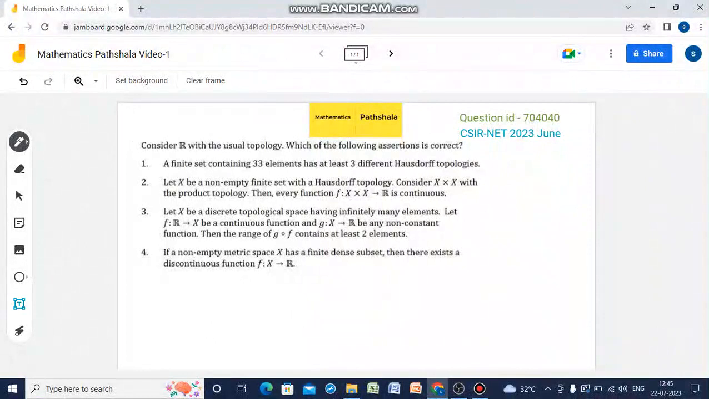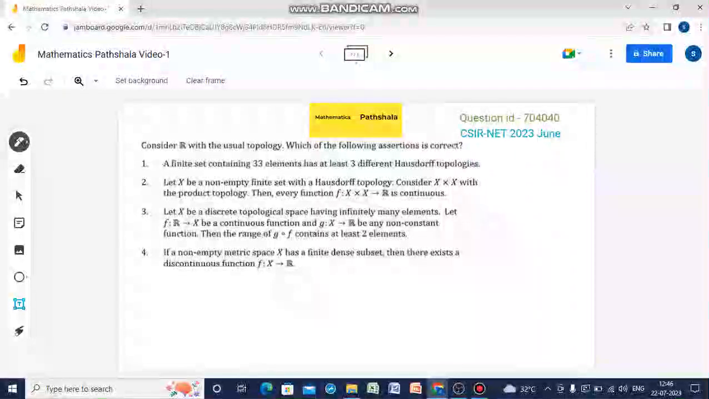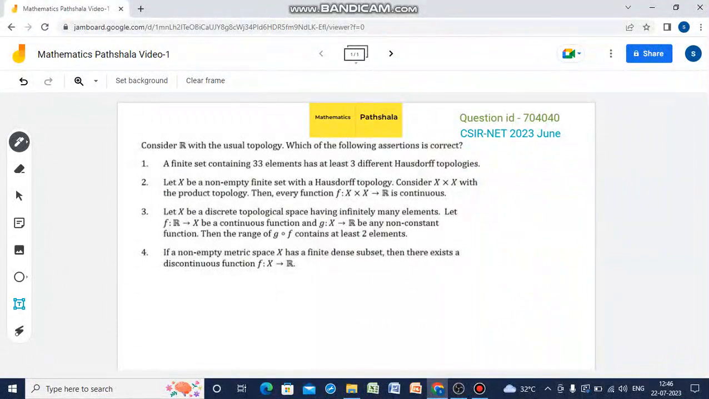This is a CSIR NET question of 2023 June and this is our question ID. So let us now try to solve this problem. Consider R with the usual topology and then which of the following assertions is correct. See here, four options are given and only option 2 will be right and 1, 3 and 4 will be false. So first we will discuss why 1, 3 and 4 are false, and then we will see why 2 will be right.